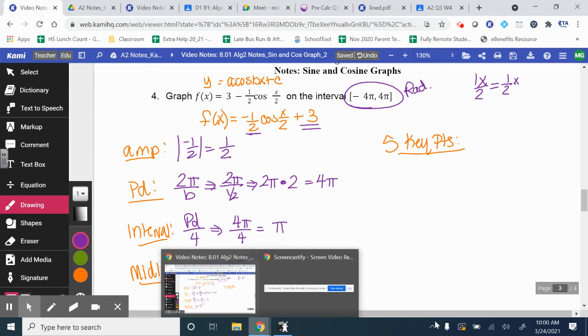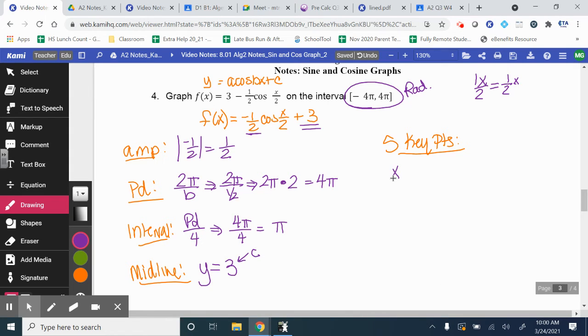All right, and then our 5 key points. Now these ones can be a little tricky. Sometimes it's helpful to graph this first if you're trying to figure out the y values on your own. I usually graph it first, before I fill them in, whenever I have a shift, because it's just easier. But if you're using your calculator, you can fill in the whole table.